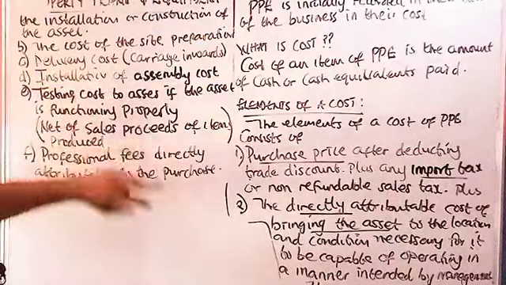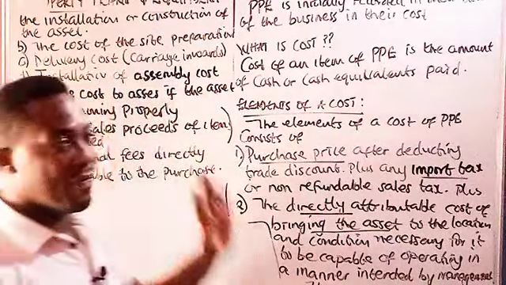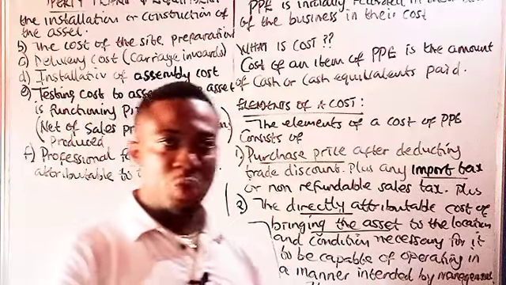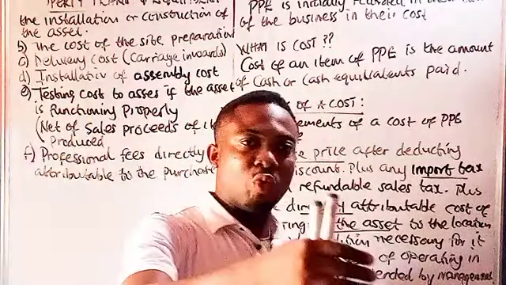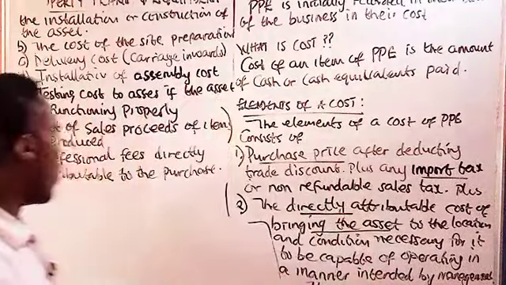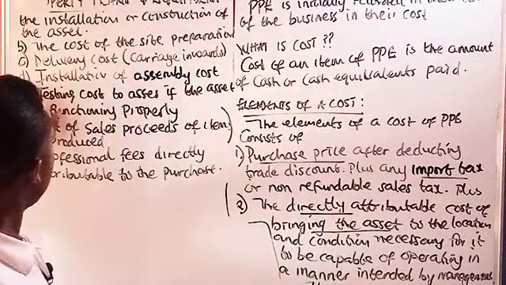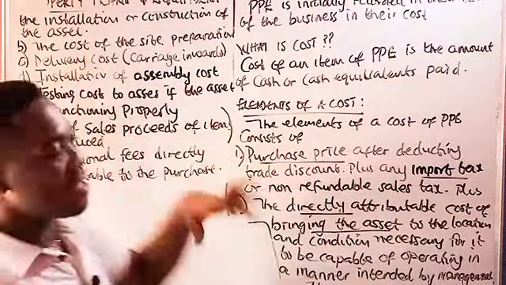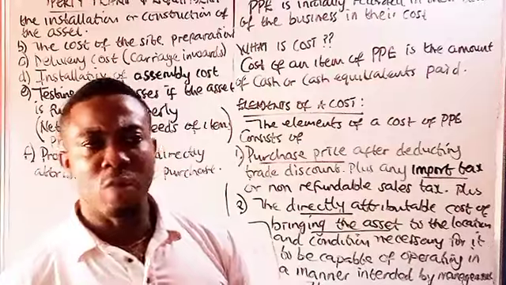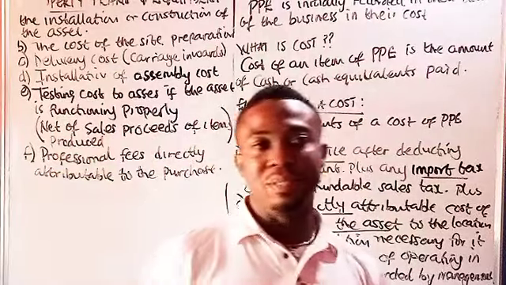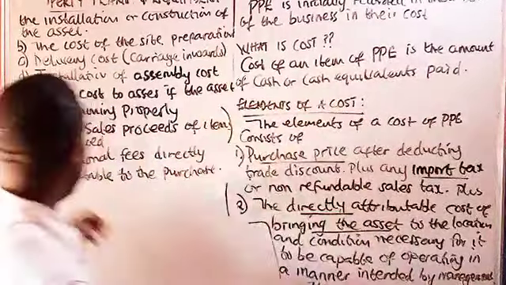The third one, still under number two, is the delivery cost, which would involve the carriage inward, the cost that was paid for bringing it from where it was purchased down to where the company needs it. Okay, why D is the installation and assembly cost. Installation of what? Assembling what? The item. The assembly cost is also added.